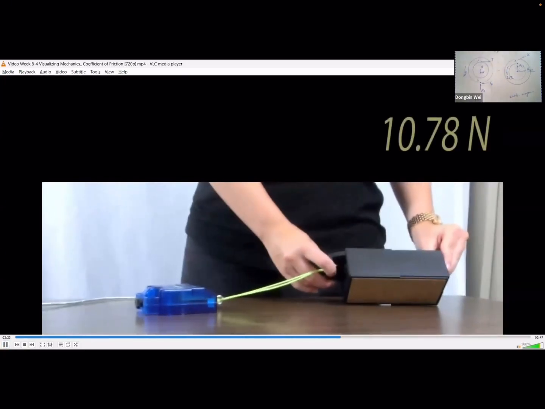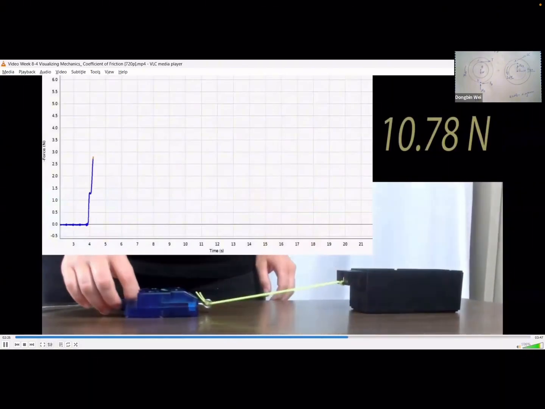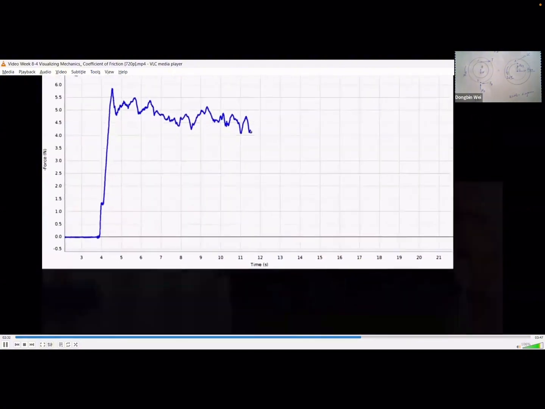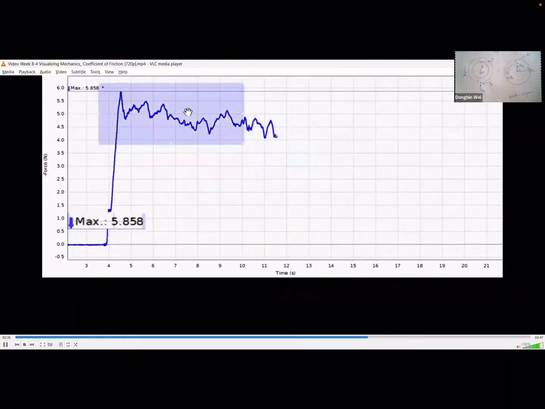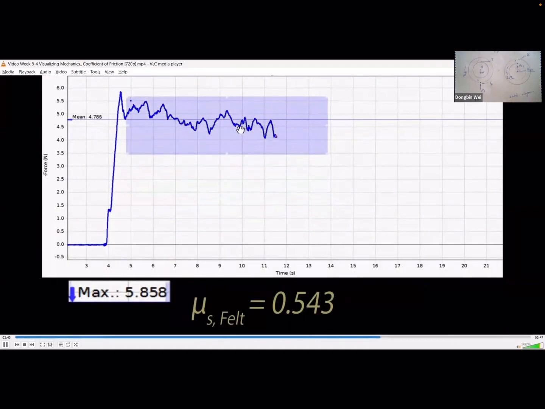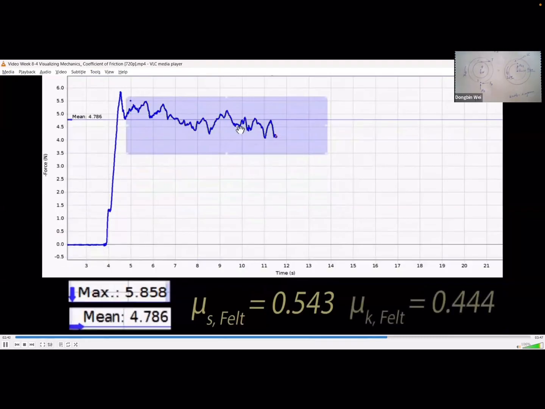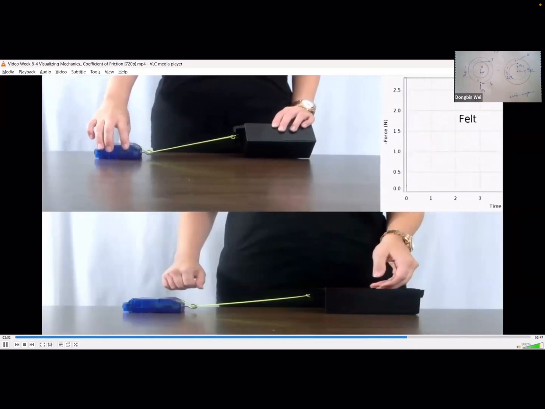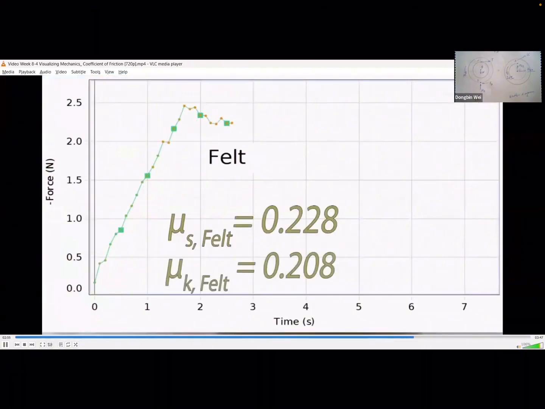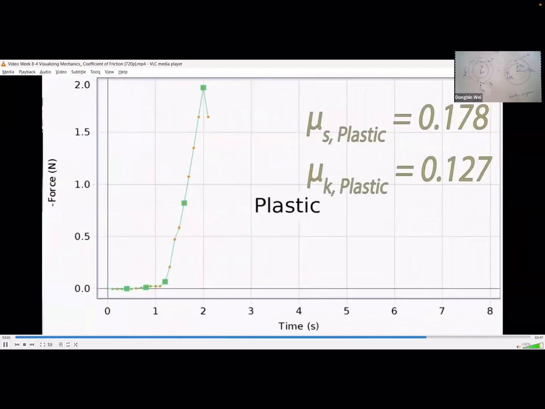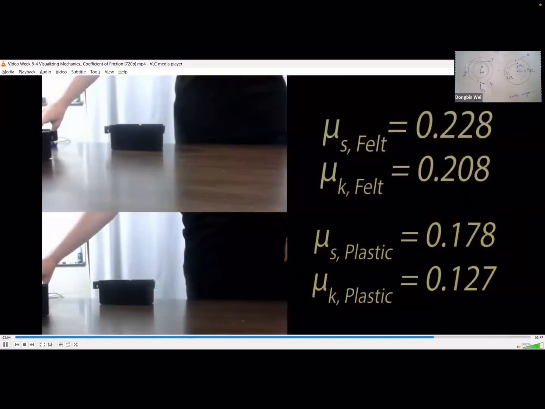Here we have our cork surface cart. The total weight of the cart is 10.78 newtons. As we pull it, we can see the amount of force generated on the graph below. Our peak force value is 5.858 newtons, so the coefficient of static friction is 0.543. The average moving force is 4.786 newtons, so the coefficient of kinetic friction is 0.444. We can do the same experiment with the felt and plastic surfaces. For the felt, the static coefficient of friction is 0.228 and the kinetic coefficient is 0.208. For the plastic, the static coefficient is 0.178 and the kinetic coefficient is 0.127.